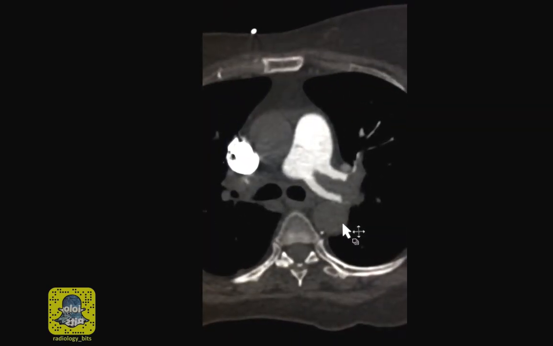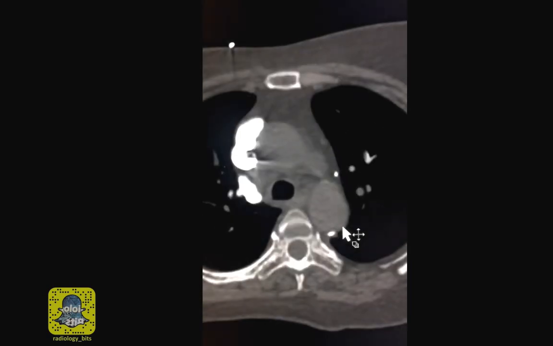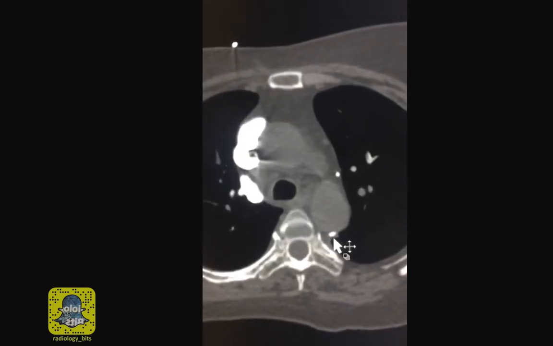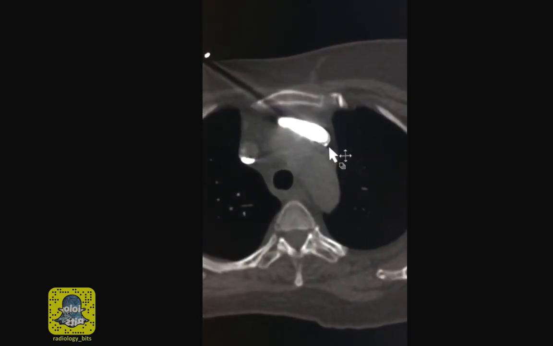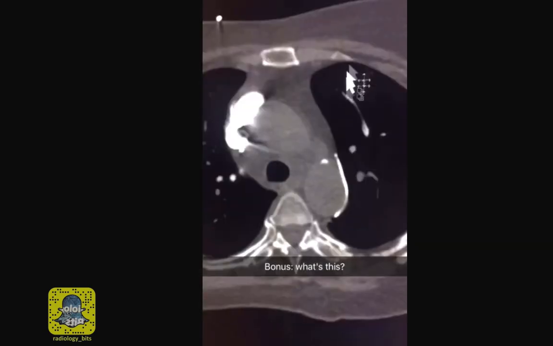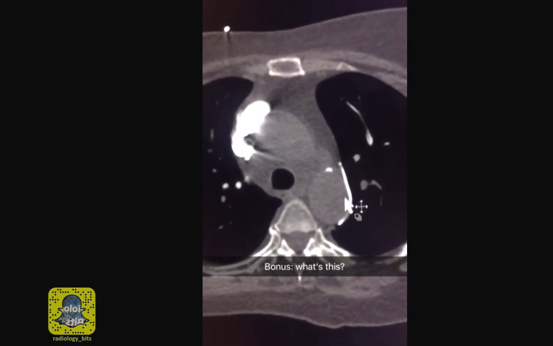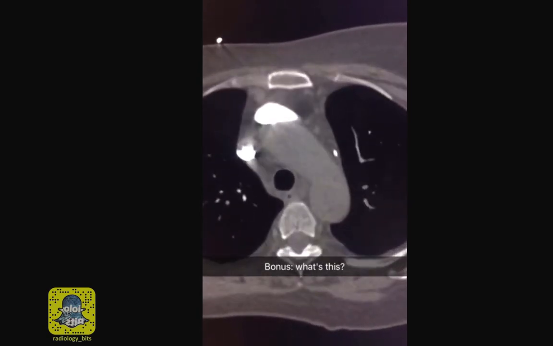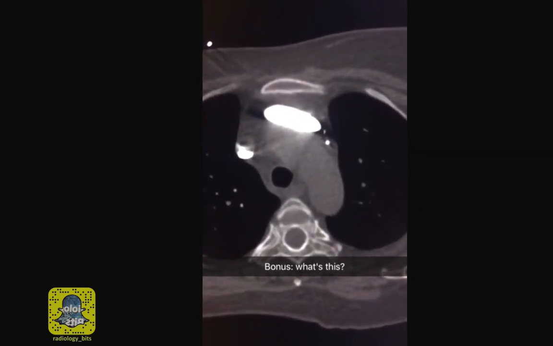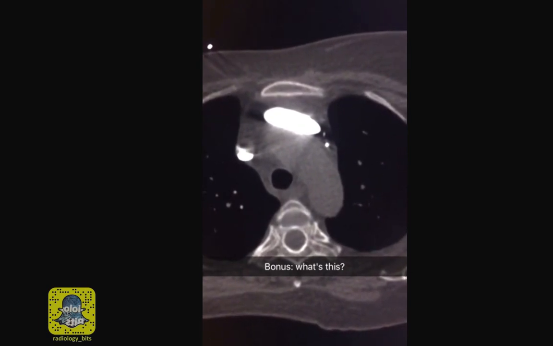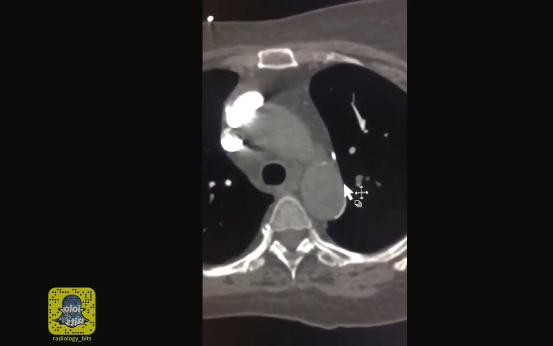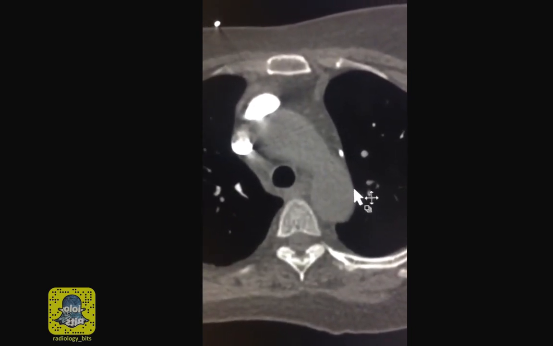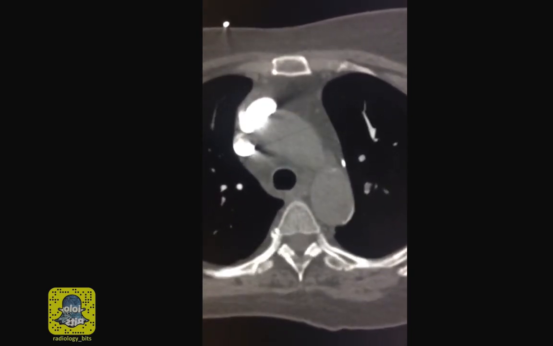However, there are other features I would like to emphasize on this scan. But before I continue, please look at this structure here. My question is, what do you think this structure represents? This is a bonus question. I'm not going to answer in this clip. I'll give you the chance to respond. So again, what is this bright structure here? You could answer by responding on Snapchat, Twitter, YouTube, or others.